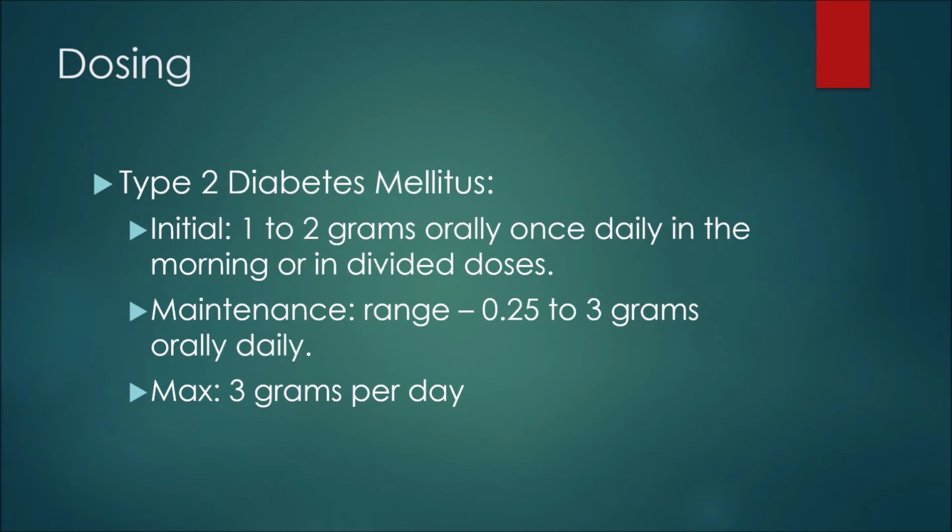Now for dosing with Tolbutamide, so again in the treatment of type 2 diabetes mellitus, the initial dose would typically be 1 to 2 grams orally once daily in the morning, or it could be broken up and given in divided doses. The usual maintenance dose would have a range here of 0.25 to 3 grams orally daily, and the maximum dose would be 3 grams per day.